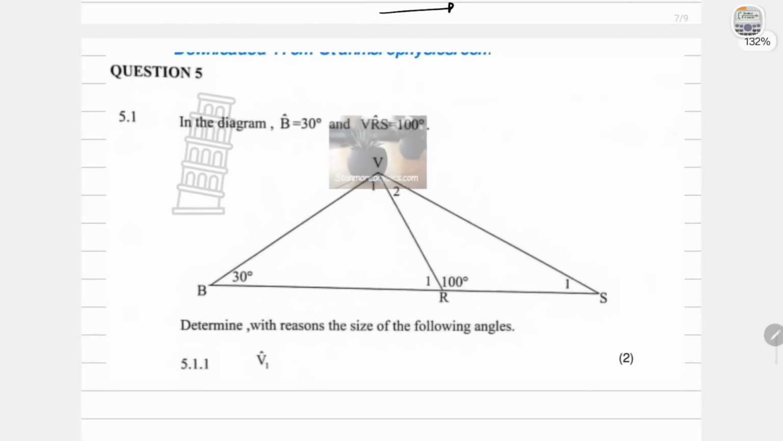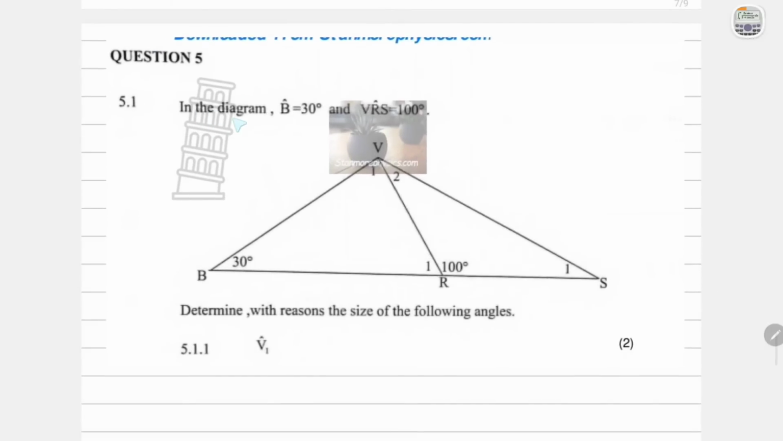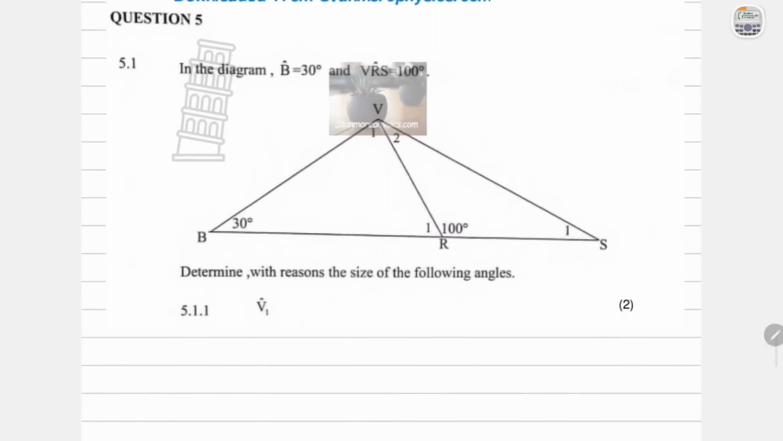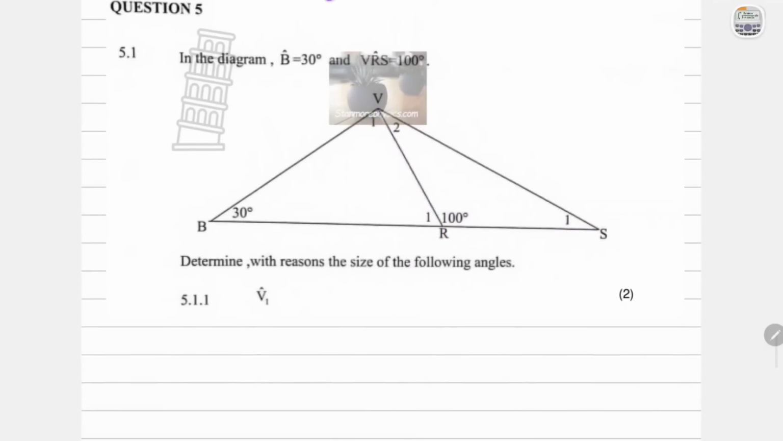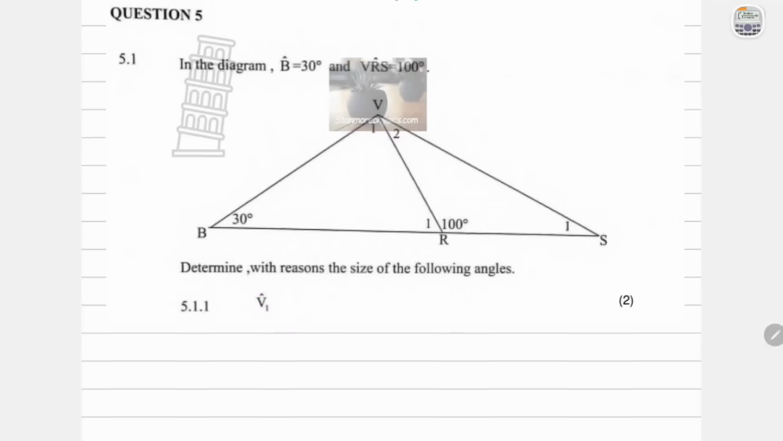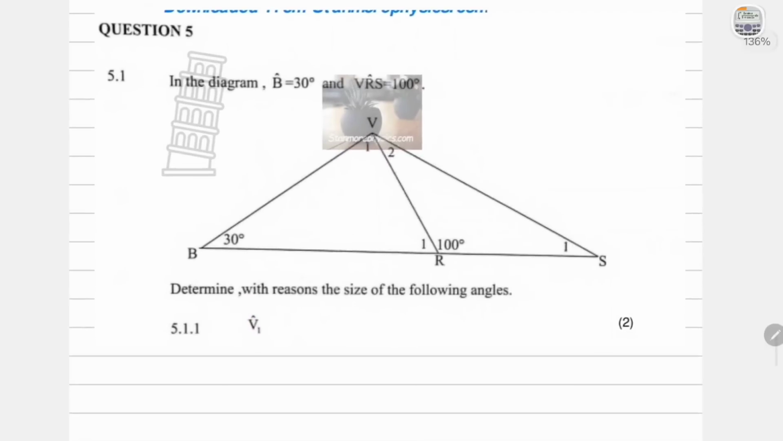Okay, question 5.1 says, in the diagram, angle B is equal to 30 degrees, as we can see over there. VRS is equal to 100 degrees. And they want us to determine with reasons the size of the following angles. The first angle they asked for is angle V1. Okay, how can we find angle V1 given what we have?